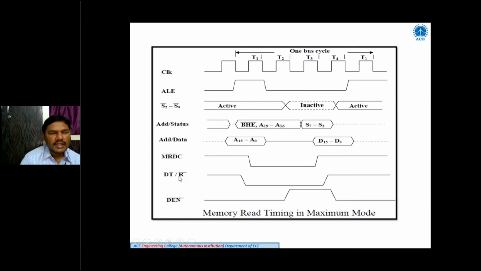Next, if it is reading, then DT by R bar must be 0. If it is writing, then DT by R bar must be 1.